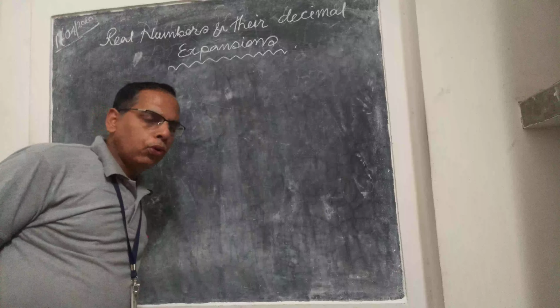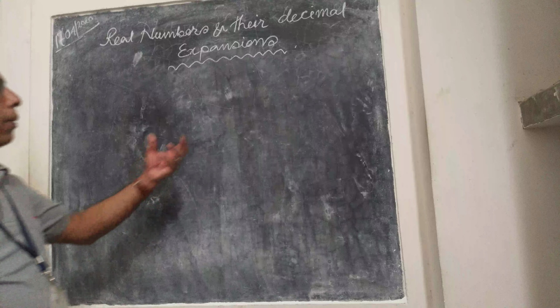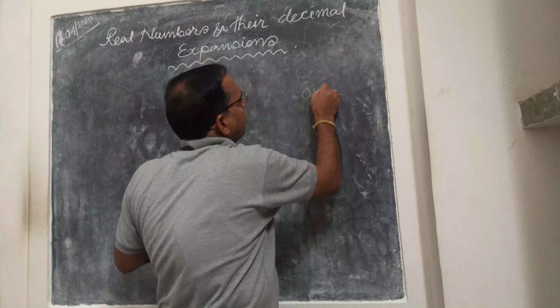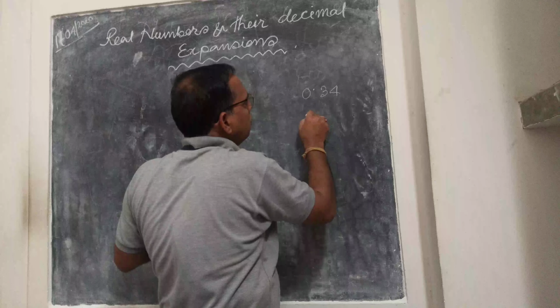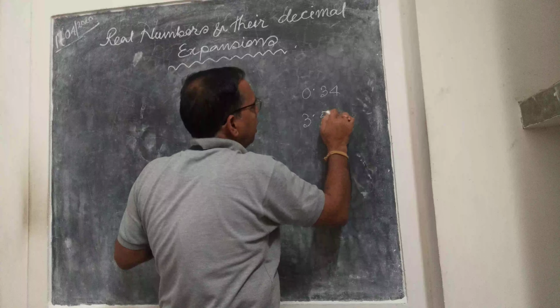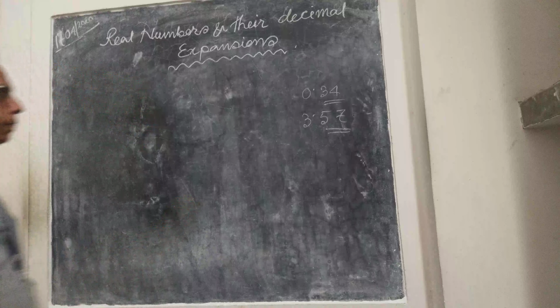Do you remember in which class you first got decimals? You got it in class 3, 4, 5, 6, 7, 8. Decimal means a decimal number. Suppose 0.34, 3.57. This part after the point is known as the decimal.